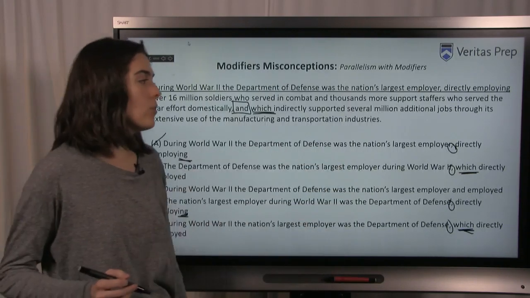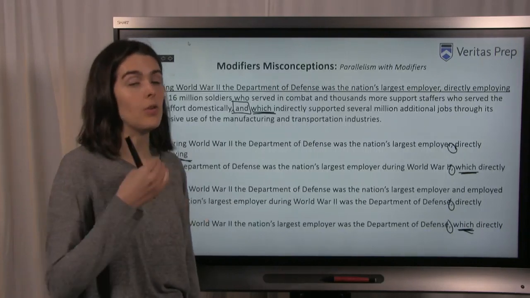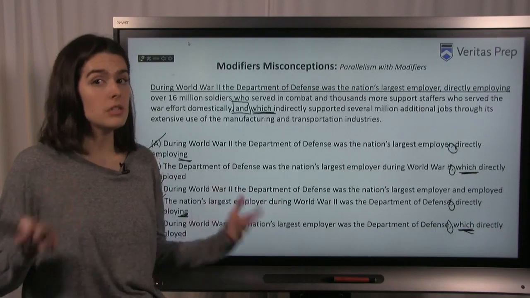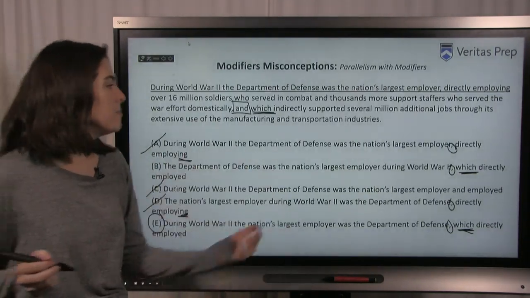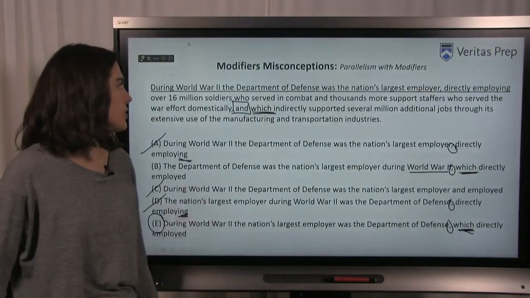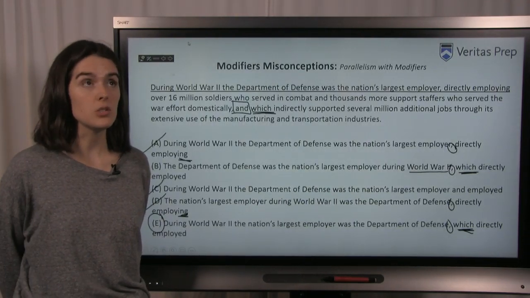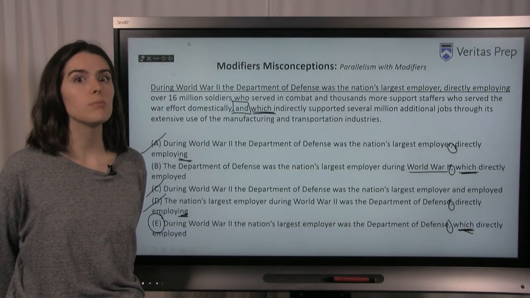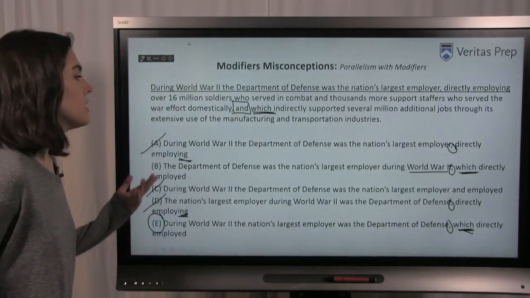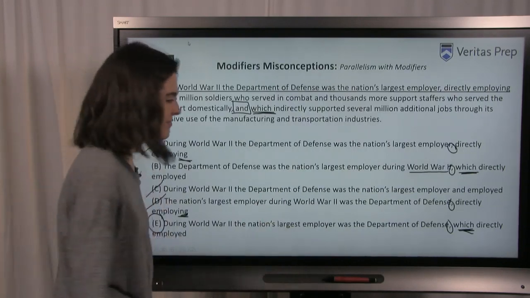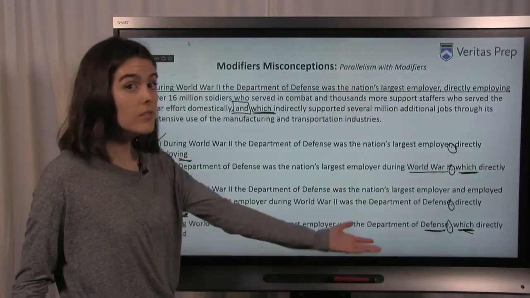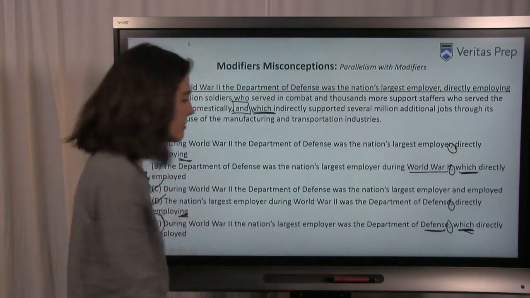So we're going, okay, both have a which. Now we have to go back to our rules about relative clauses. No matter where a relative clause is, it's going to describe the closest noun or noun phrase. All right, in B, the closest noun is World War II. So World War II employed over 16 million soldiers. No, World War II didn't employ anyone. It's a war. It's not an employer. What employed people was the Department of Defense. So no, it's not defense. It doesn't make sense that defense would employ anyone, even though it's a noun. It's not an employer.